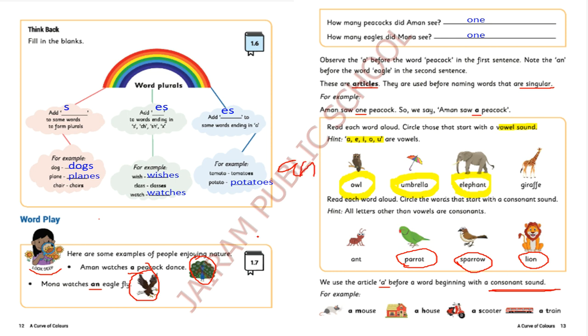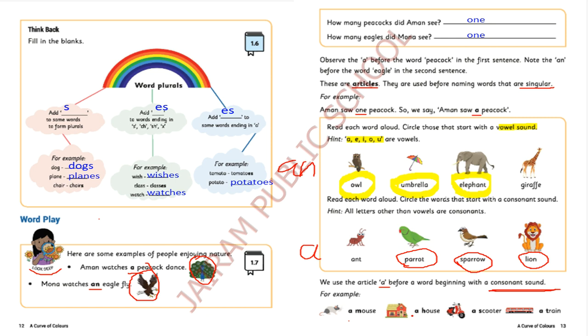These words which start with the consonants, these are all singular, so I am adding a in front of these words. Okay, for example, read this: an owl, an umbrella, an elephant. Here, a parrot, a sparrow, a lion. I hope you understood. Let's look at the next example.